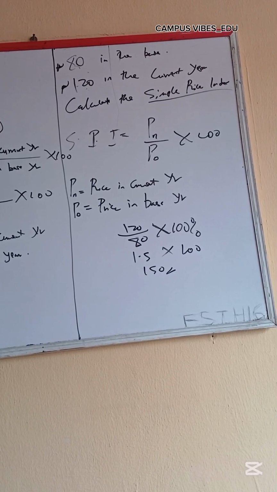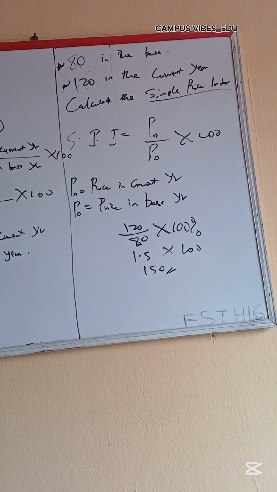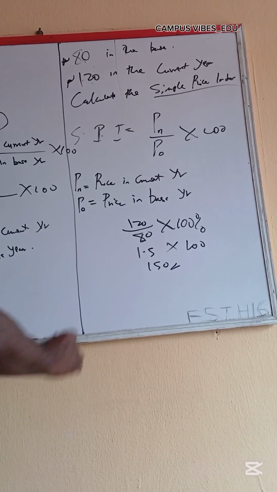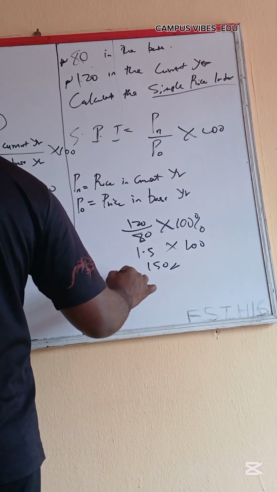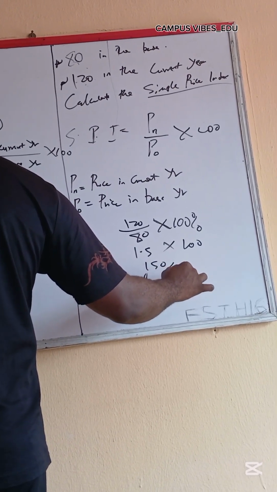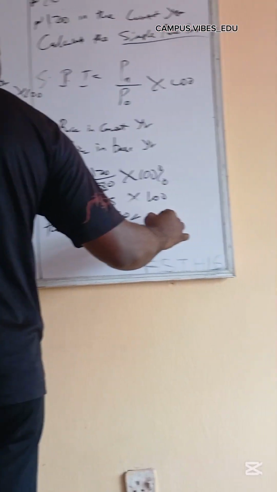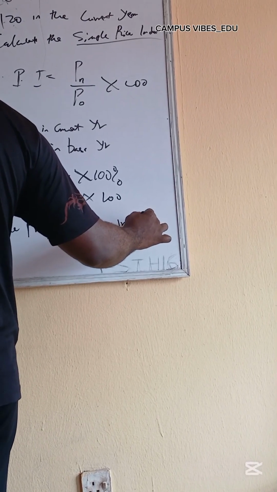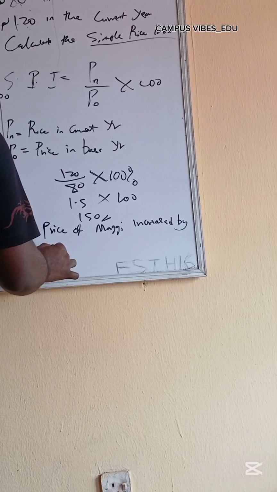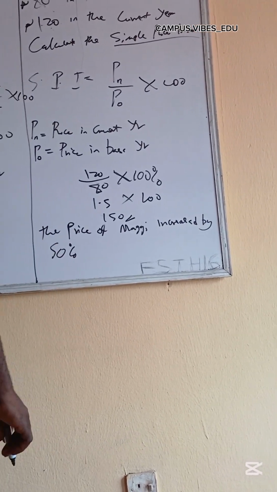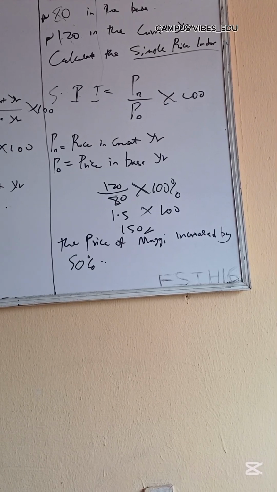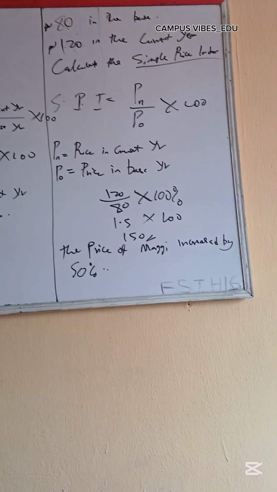So the index is 150. Is this the answer? No. We are going to say that the price of Maggi increased by 50%, as required. That's all for simple price index.